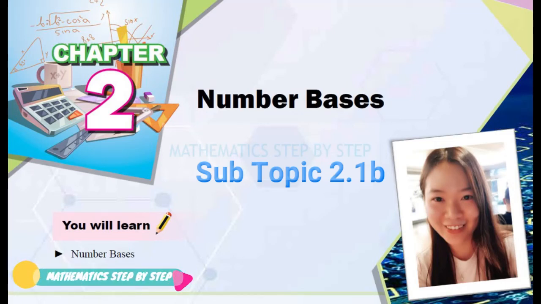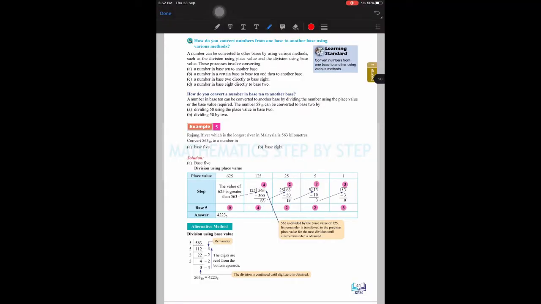I am Ying. So today we'll be learning how to convert numbers from one base to another base using various methods. Okay, so the first method is division using place value, and another method is division using base value. Today we'll be learning these two methods. By using these two methods, we can convert a number in base 10 to another base, or we can convert a certain base to base 10 and then to another base.